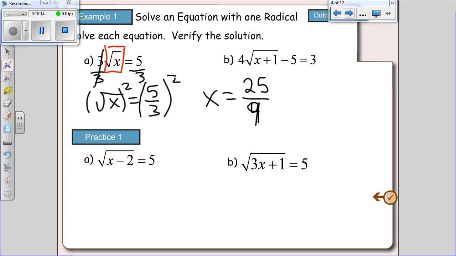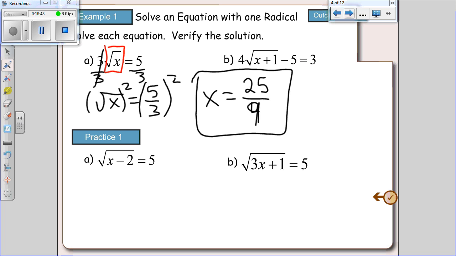Now, before we move on, the question you ask yourself every time when you're done a question is, does this make sense? If I took 25 over 9 and I plugged it in there, would it work? Can you take the square root of a positive 25 divided by 9? Yes. So yes, this does work. This is a good answer. That's a good habit to get yourself into.